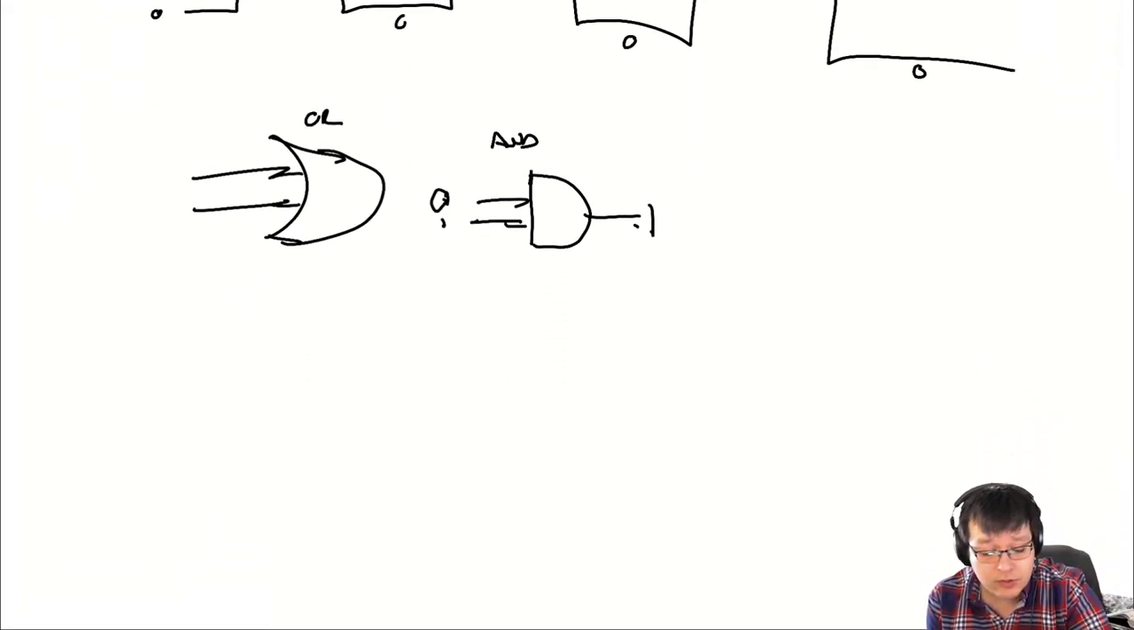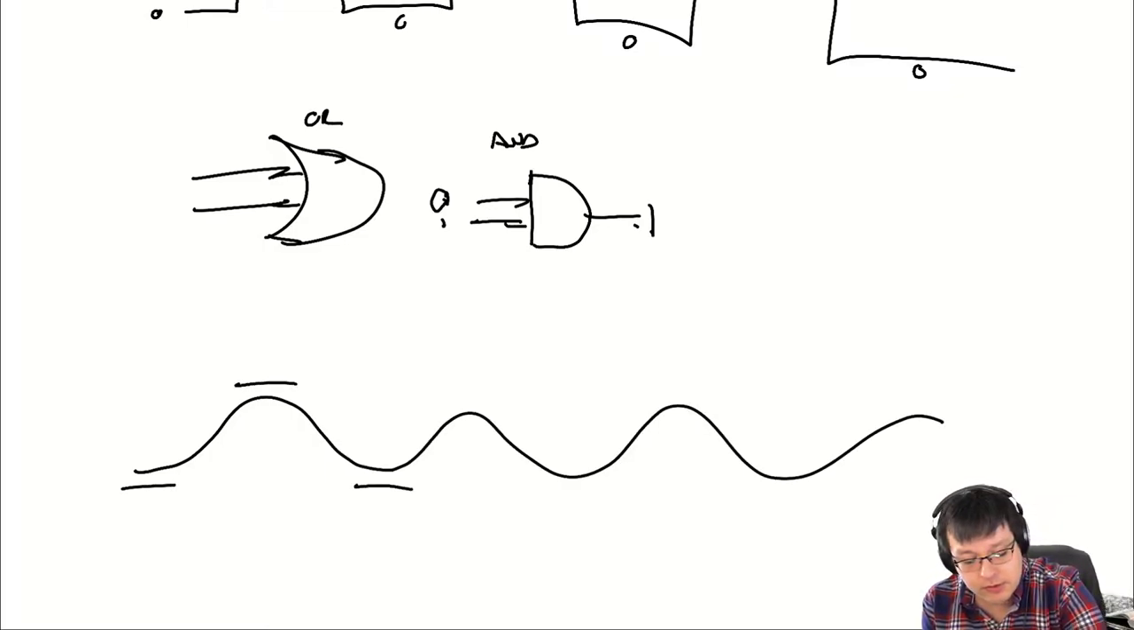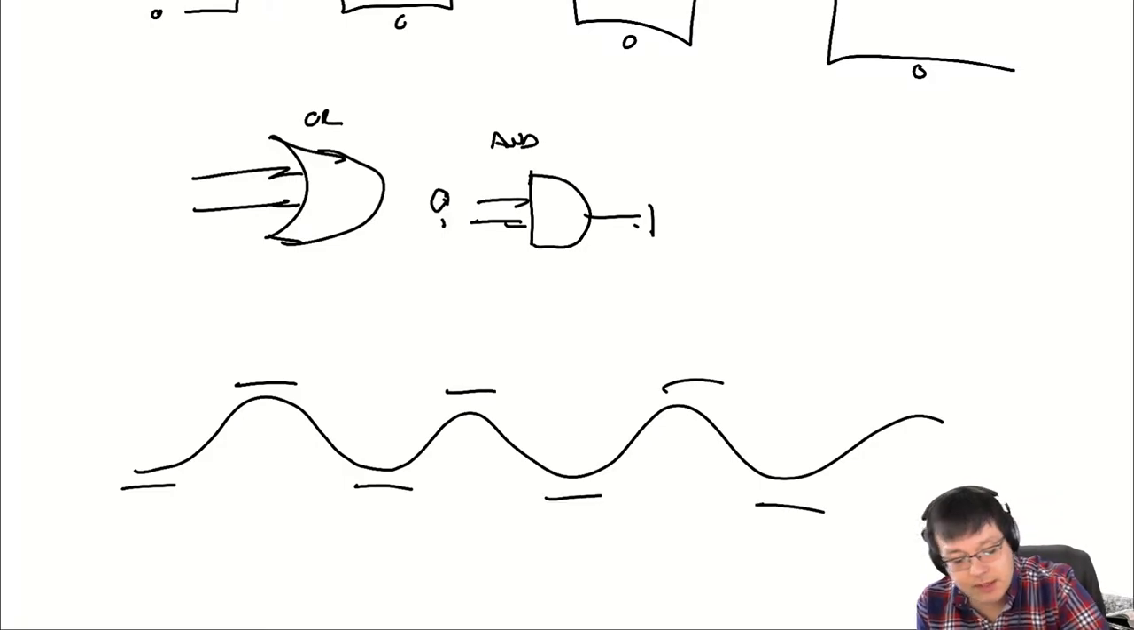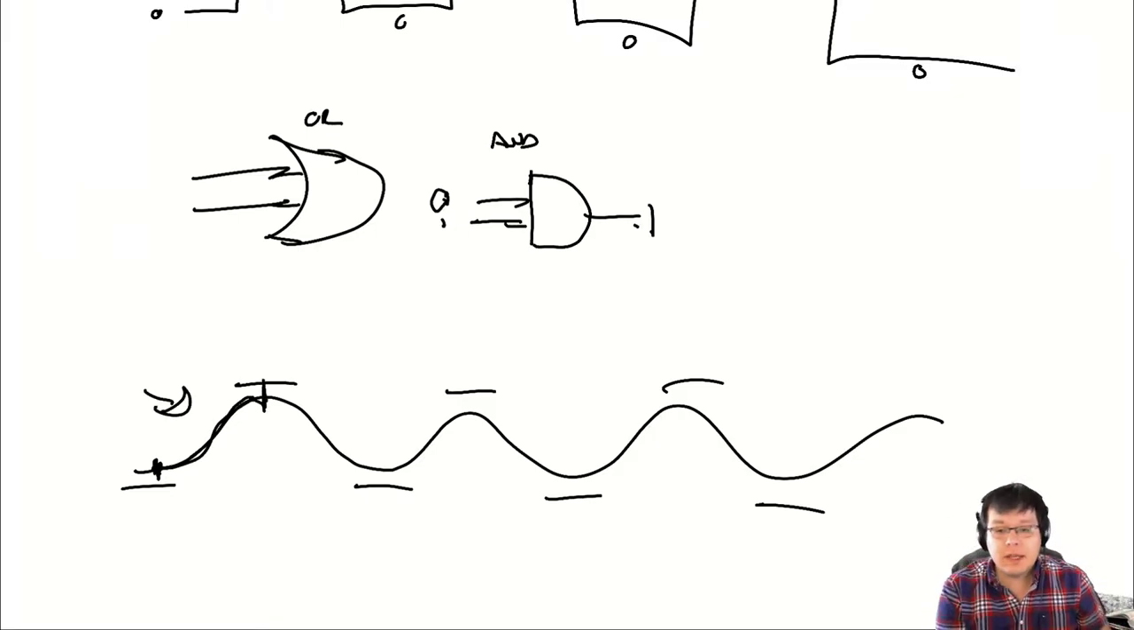So what this really looks like is more like this. Here we got the zero, here we got the one, zero, one, zero, one, zero, one. But that takes time for us to go from the zero state to the one state. That actually is computable time, and that is going to be how long a cycle takes.